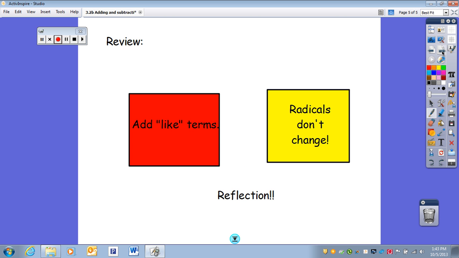So reviewing, make sure that when you are adding or subtracting radicals, you add or subtract only like terms, and radicals don't change. If it's a square root, it stays a square root. And please remember that you might have to simplify first.